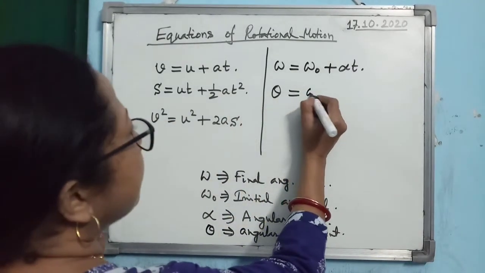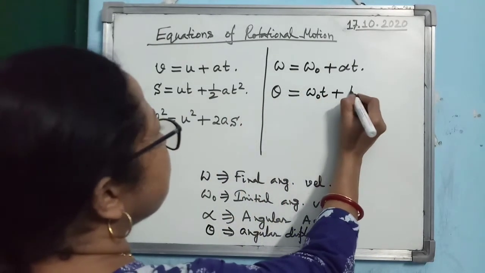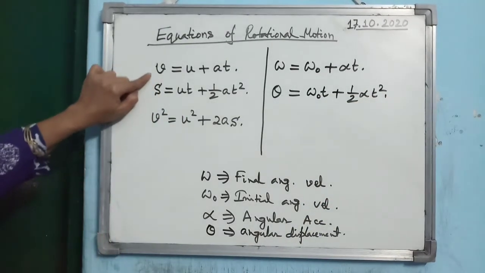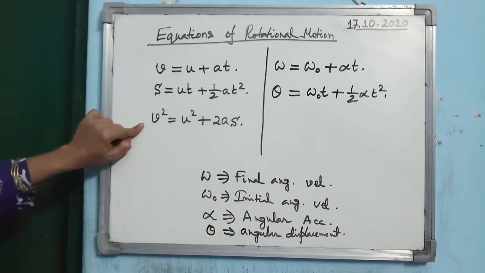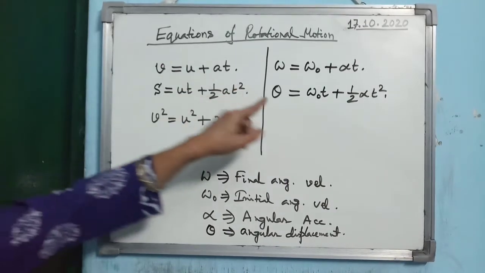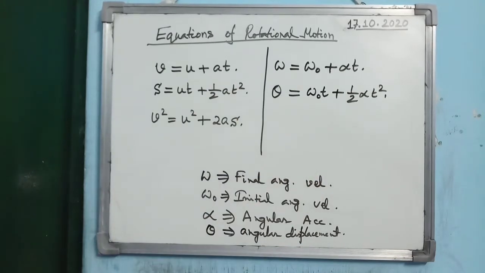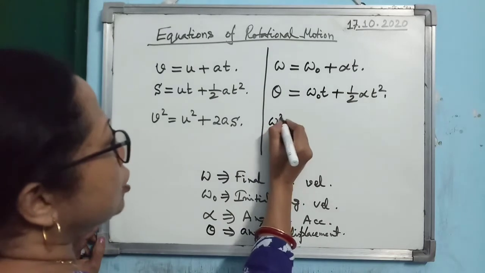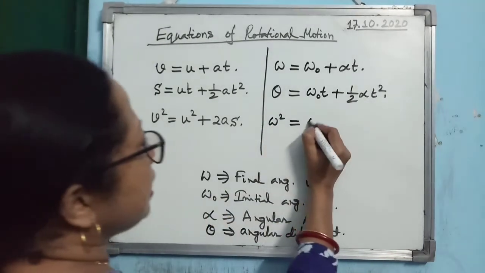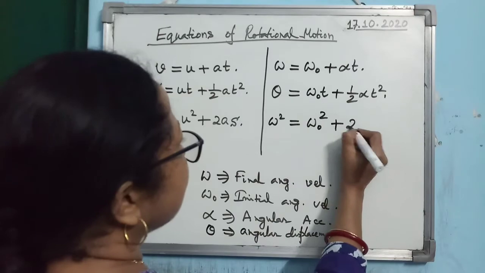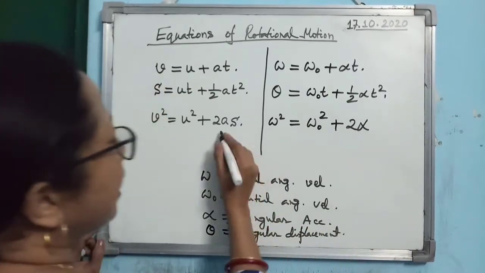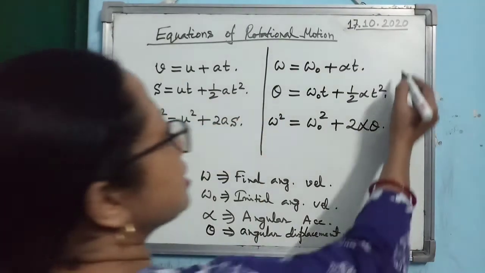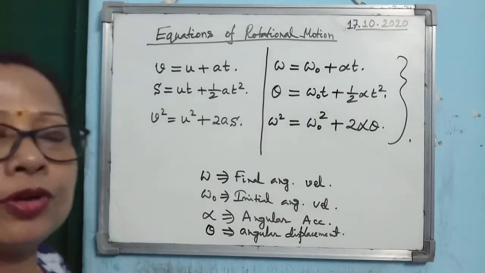So theta you can write as omega naught t plus half alpha t square. If one remembers the equations of motion in translational motion, one can easily write the equations for rotational motion. So what should be the third equation of motion? V square becomes omega square, u square becomes omega naught square, a will be alpha, and s will be theta. Is that clear? So these three are the equations of rotational motion.